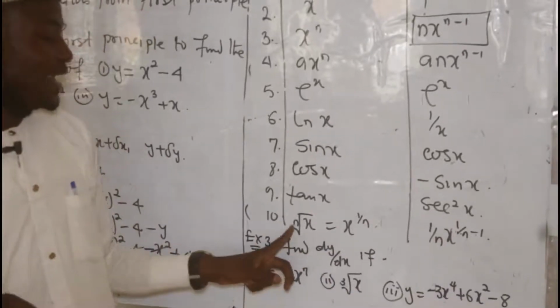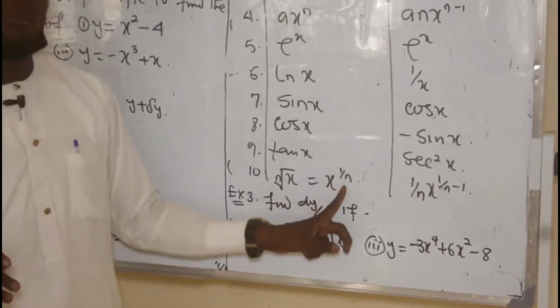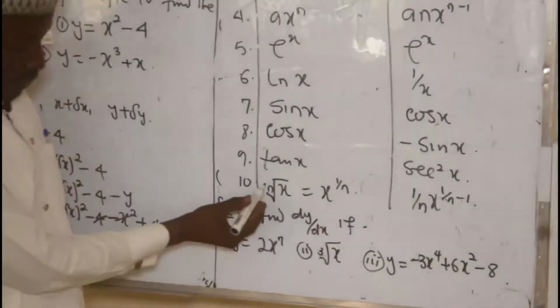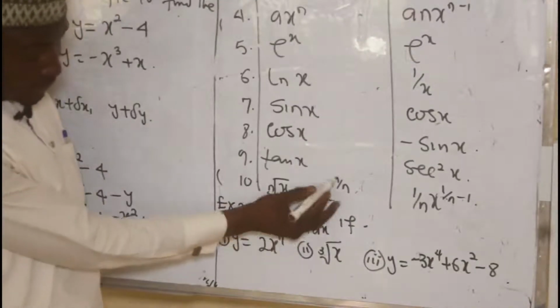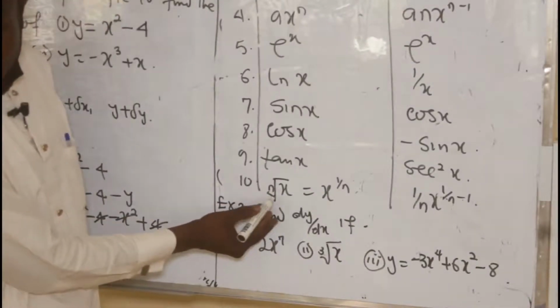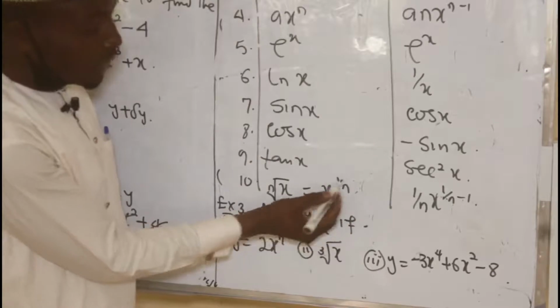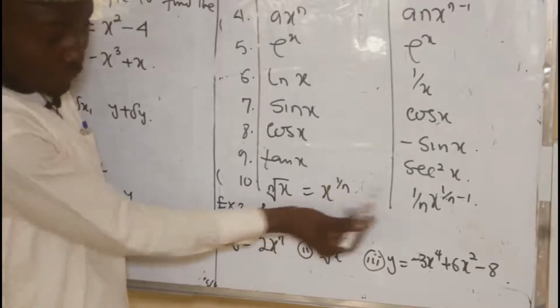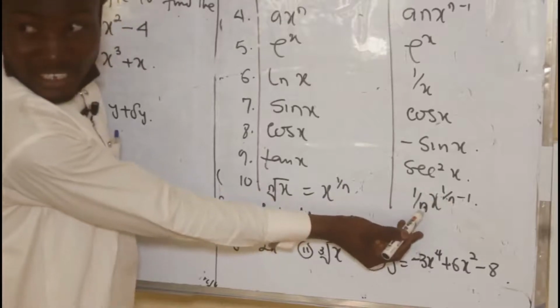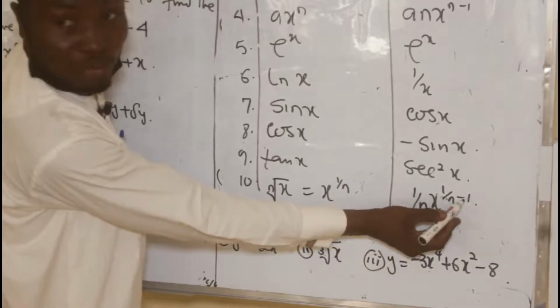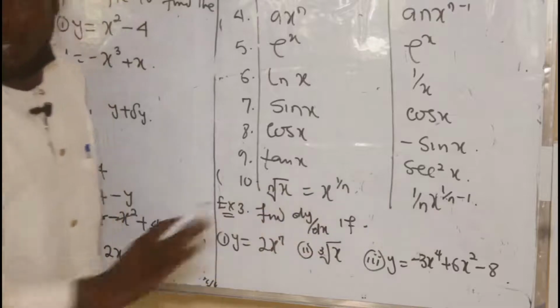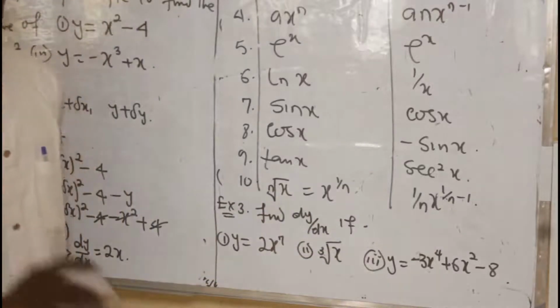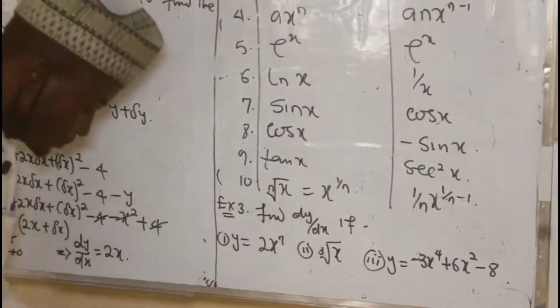So nth root of x is equal to x raised to the power of 1 over n. According to the law of indices, this is written as x raised to the power of 1 over n. I hope you know that. So this one now is our power. That means if you have this, you have to differentiate it. As we said, the power will multiply the function, and it will reduce by 1. So 1 over n minus 1. Are we together?